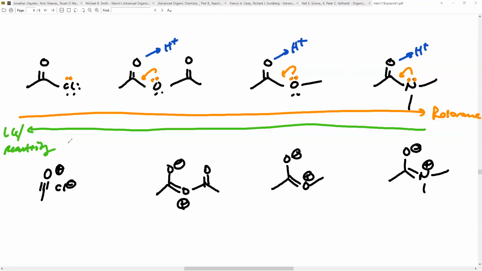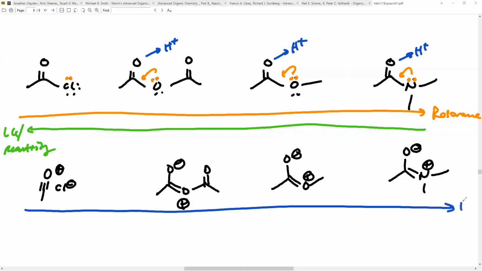So the amide, which resonates the most, will have the most basicity, because it has the most O minus character. And on the other end of that is going to be acidity. So when we think of acidity, we're thinking alpha acidity, right? So how does this work?